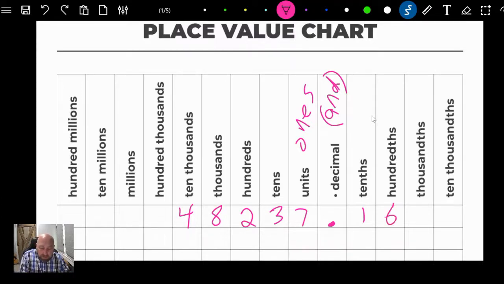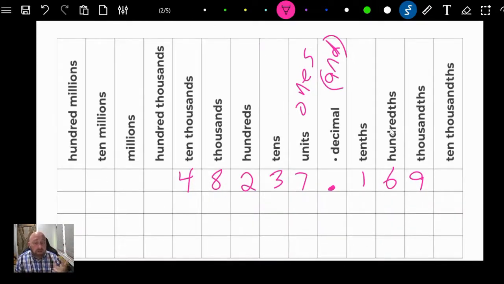All right, let's put a 6 in the hundredths place. Now we're going to read it the same way, except we're going to read this as 16 hundredths. So now we have 48,237 and 16 hundredths. If we add one more, we'll put a 9 here in the thousandths place. So we have 48,237 and 169 thousandths. That's how the numbers are read. Most of you know this. This is review, but I want to spend some time on it so that we can know.